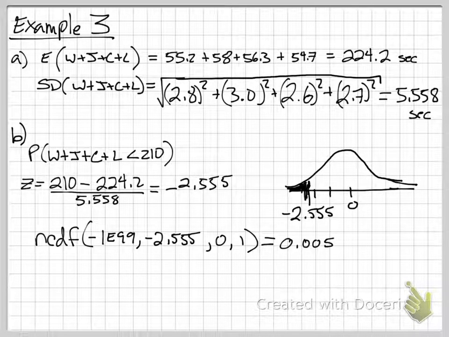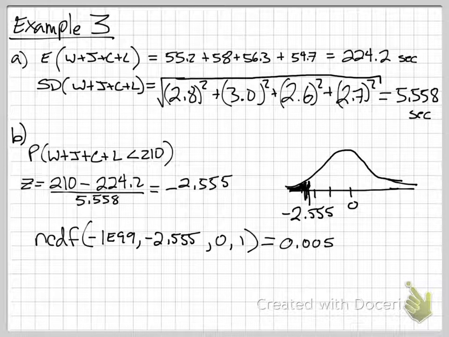All right, check your work with mine. We were looking for the average of Wendy plus Jill plus Carmen plus Latrice. Each one of those is a random variable, each person, so we're just going to add all the averages together. Then for Wendy, Jill, Carmen, and Latrice, we find the standard deviation. You should have gotten a mean of 224.2 seconds and a standard deviation of 5.558.